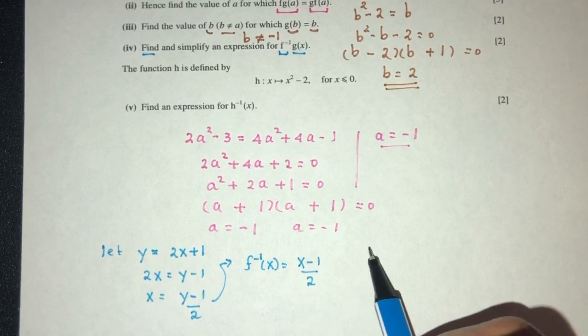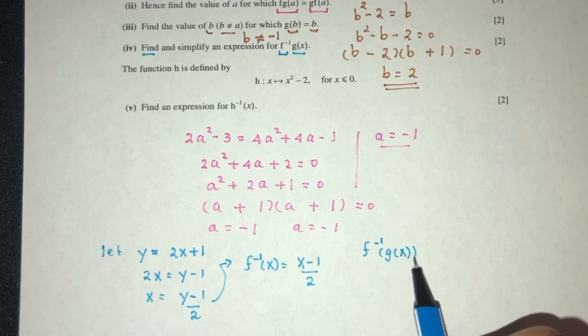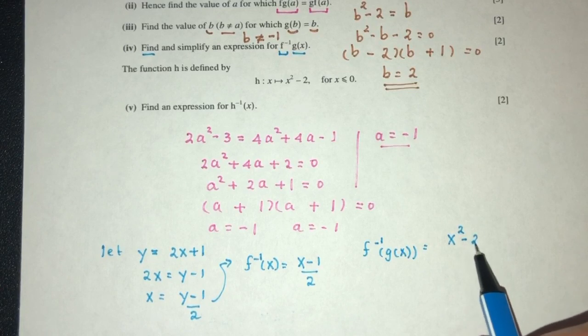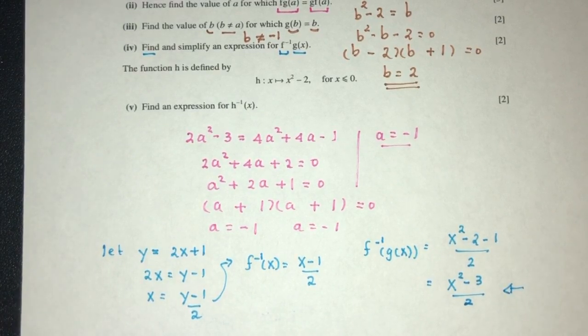So finally, here we have to find f inverse of g of x. So replace g of x here. You will have x squared minus 2 minus 1 over 2. That should be x squared minus 3 over 2. That should be this one. Now done. This is the expression that we need for part 4.